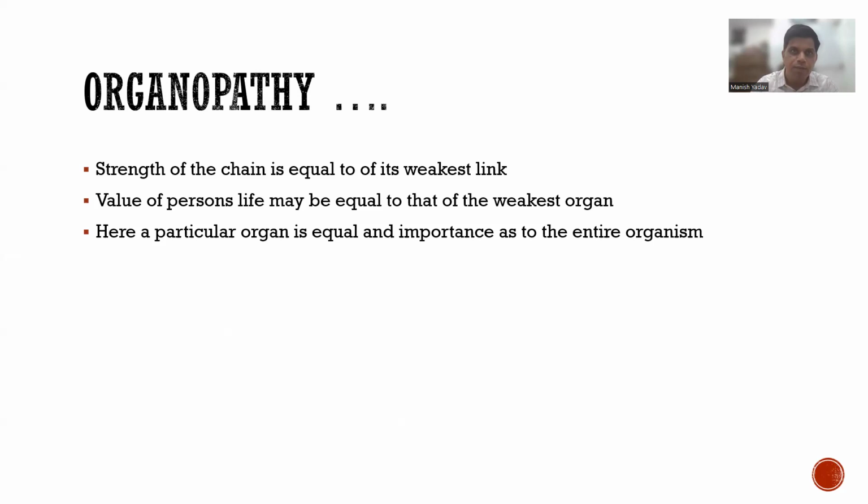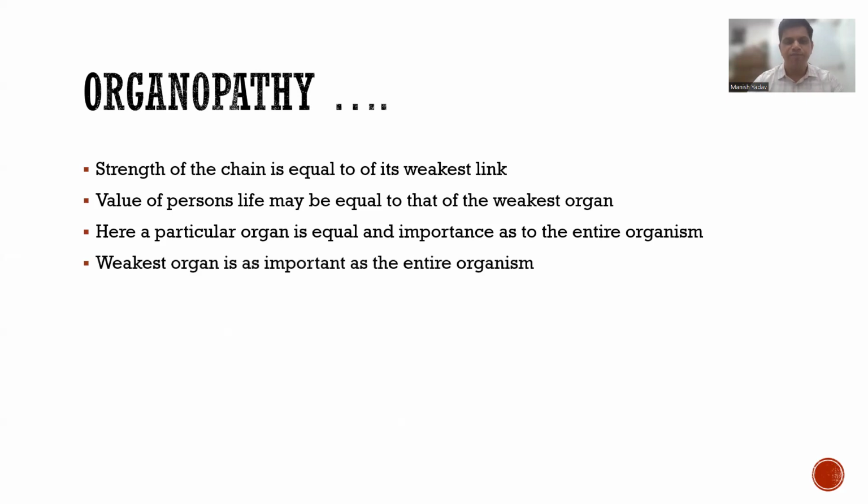Same thing is with other organs like prostate, kidney, liver, right? Even systems like the nervous system, the hematology, the blood system, any organ or system which is weak enough, the entire organism is weak in that regard. The weakest organ is as important as all the organs together. And that's what we have to understand.